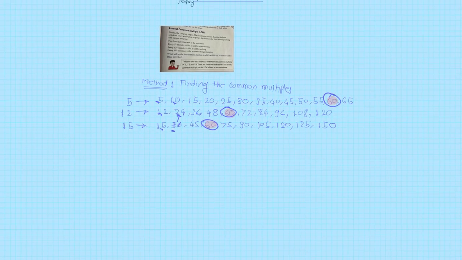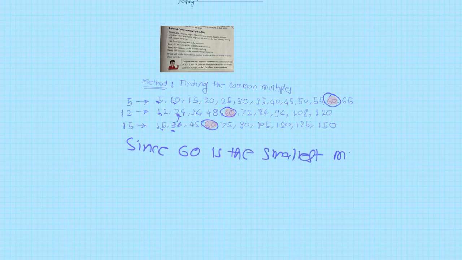Since 60 is the smallest multiple, the LCM of these is 60 minutes, or these will restart again. Once they start the activities, they will again restart the activities after 60 minutes at the same time. Otherwise, they will have a little bit different time.